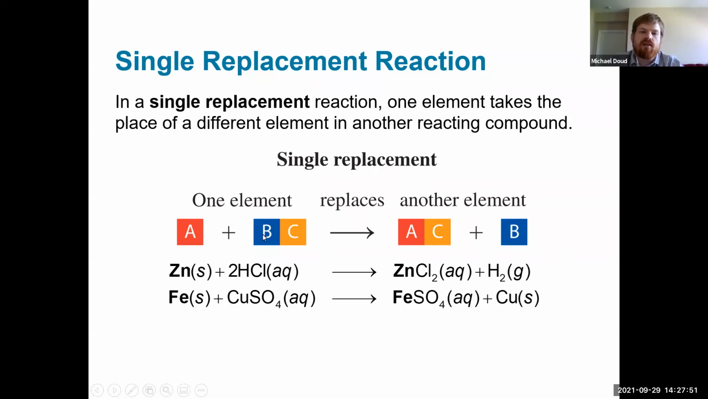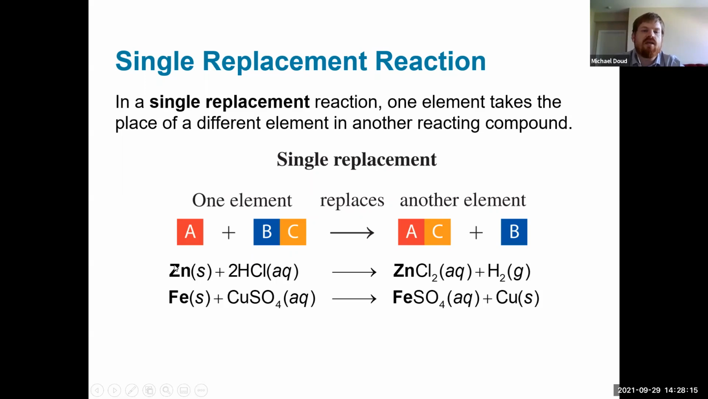The way I always think about this is it's like at a dance where one person cuts in to a dance, and they form a new dancing pair. So A is cutting in to B and C who are dancing, and that forms a new dancing pair, A and C, and then B is left on its own. That's how I think of it anyway.